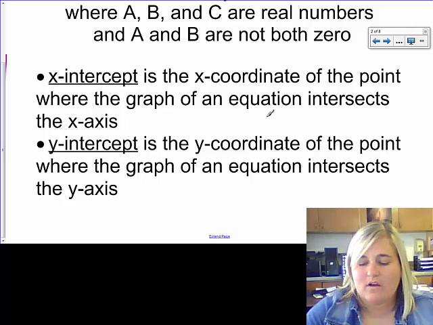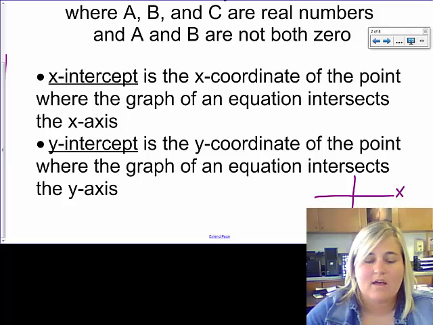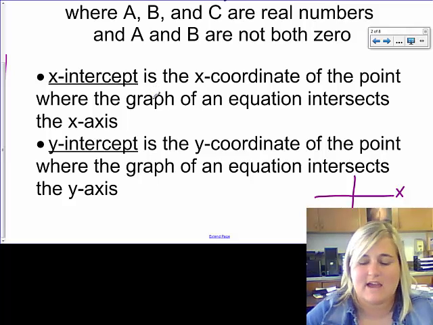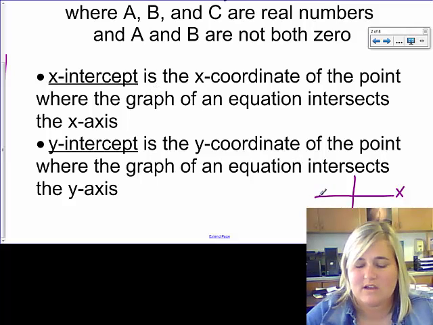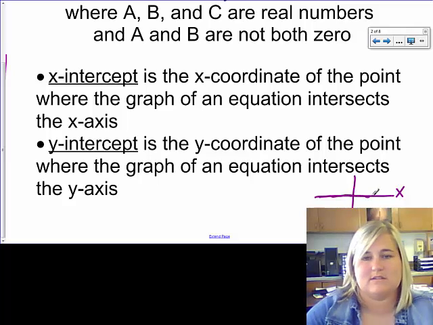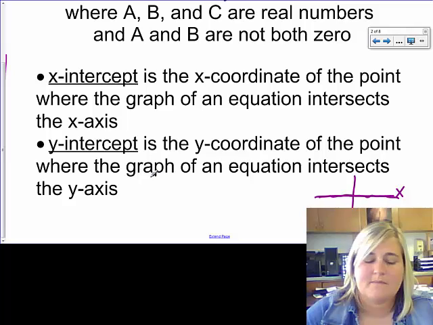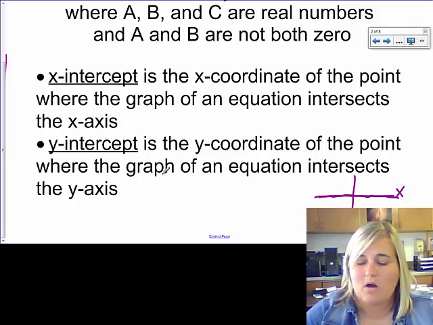x-axis. So, whenever I have my coordinate plane, and I know that I have x here and y here, the x-intercept is where the equation intersects the x-axis. That means it's where the equation hits this axis. Okay? The y-intercept, similar to the x-intercept, is where the equation intersects the y-axis. So the y-intercept is going to be where the equation hits this axis.